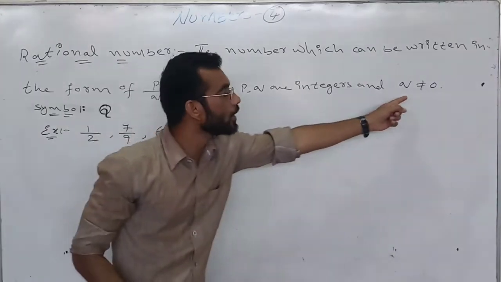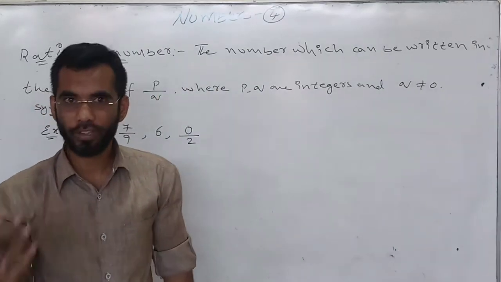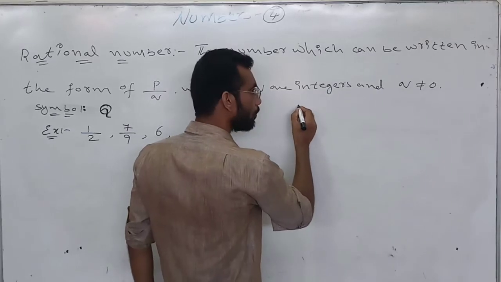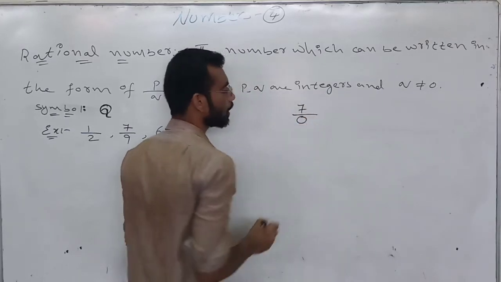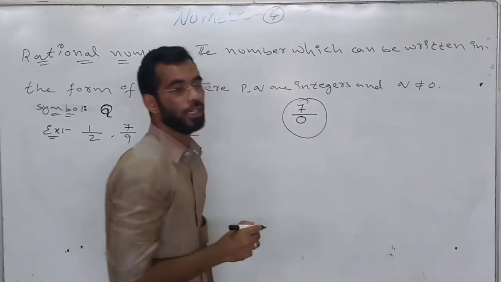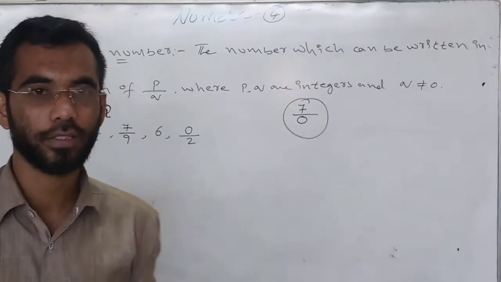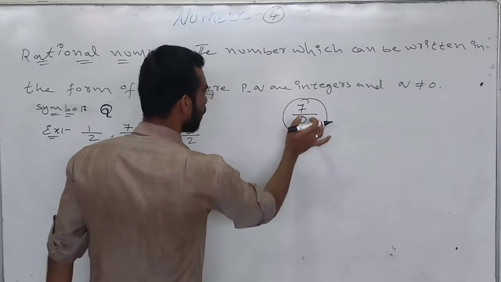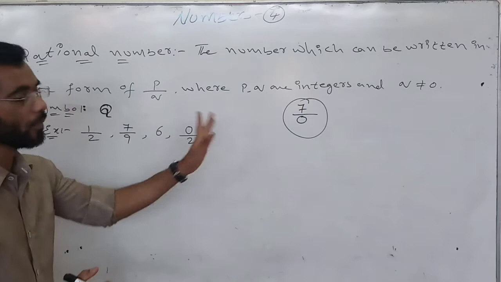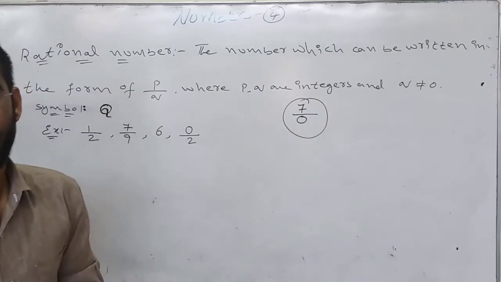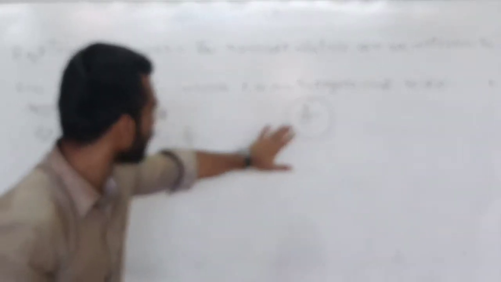Why should the denominator not be 0? In the previous video we saw that, for example, 7 by 0 is not defined. This number does not exist. So the denominator should not be 0. If the denominator is 0, it is neither a rational number nor an irrational number.